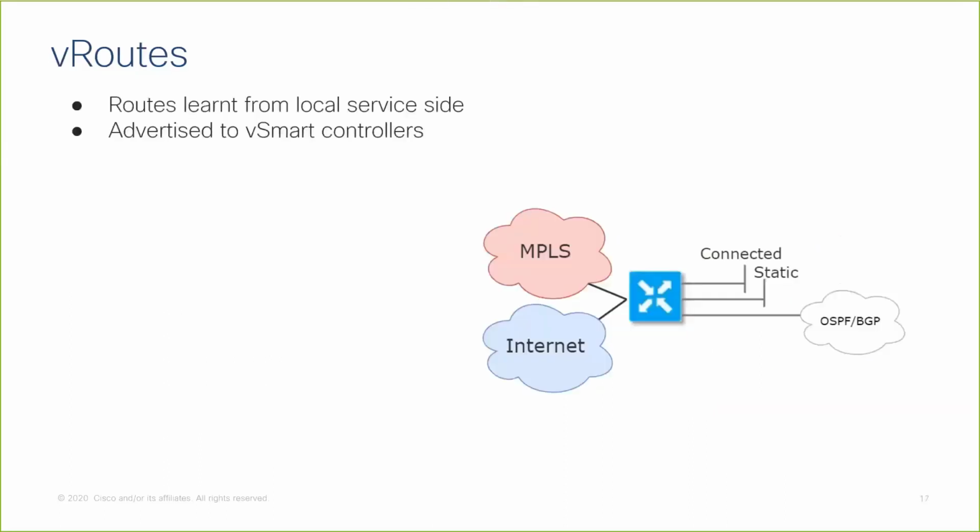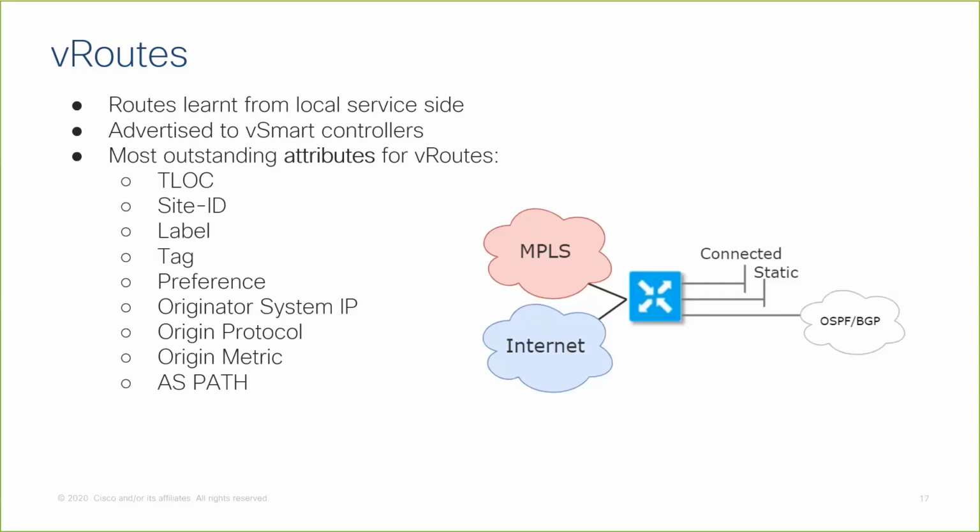What are the vRoutes? The vRoutes are anything that our edge devices are learning from the local service side. Some people might ask, but what is the service side? The service side is simply anything connected to my LAN, anything that doesn't belong to management or to the underlay, meaning our VPNs over to our customer. This information is advertised also to the vSmart controller, and well, as you might imagine, they also have attributes.